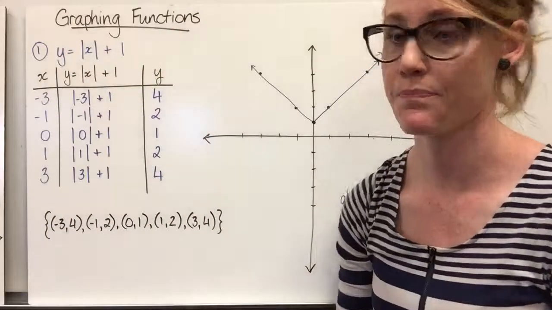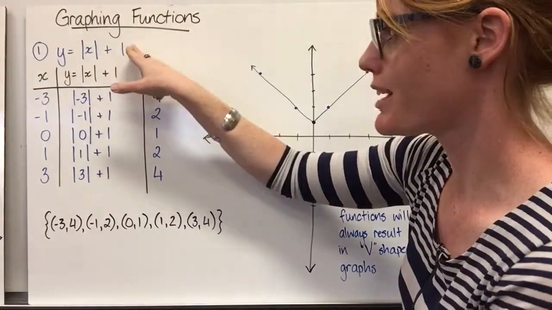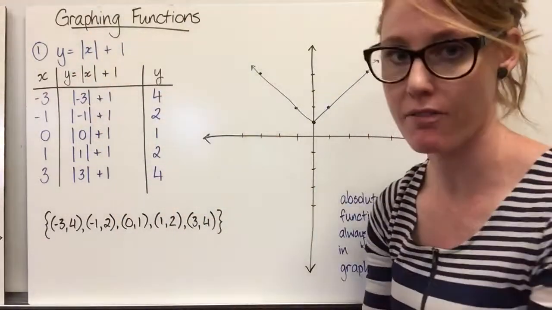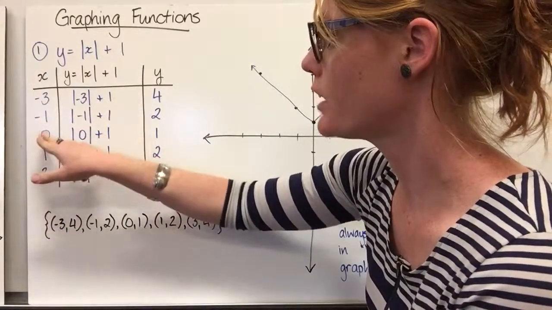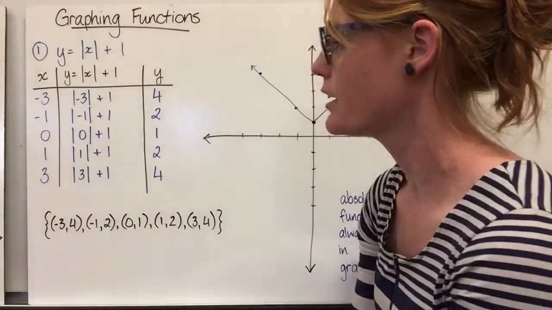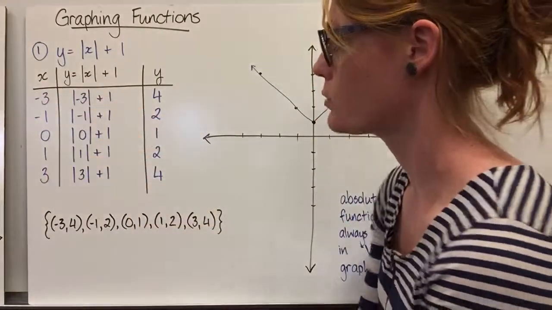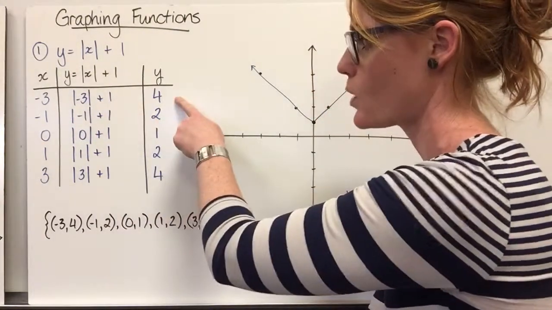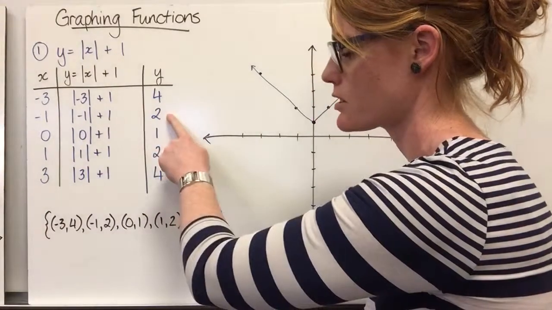Graphing functions. For y equals the absolute value of x plus 1. That's our function. So our input values are -3, -1, 0, 1, and 3. So plugging in our input values into our function, we have the absolute value of -3 plus 1, which gives us 4. The absolute value of -1 plus 1 gives us 2.